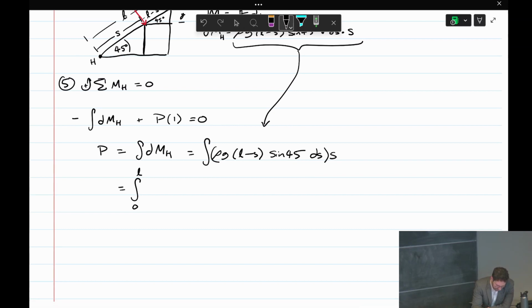So that's going to be the integral from 0 to L of, I'm going to do some rearranging here. We can pull the rho g sine 45 out of this integral.